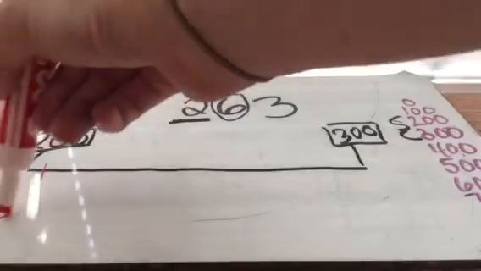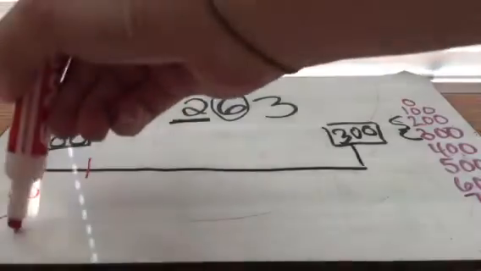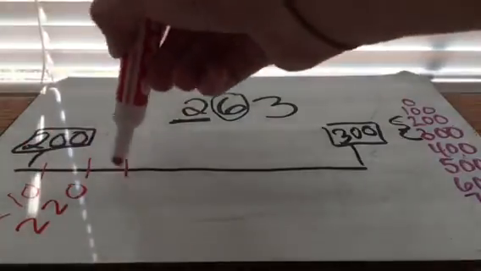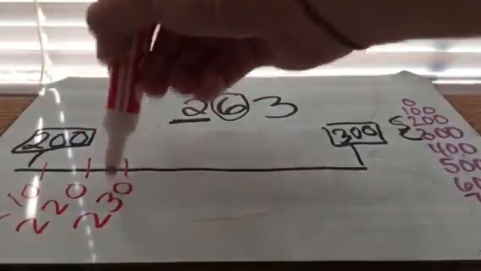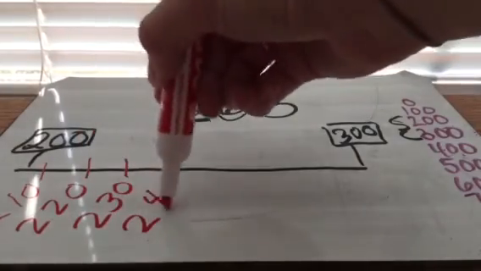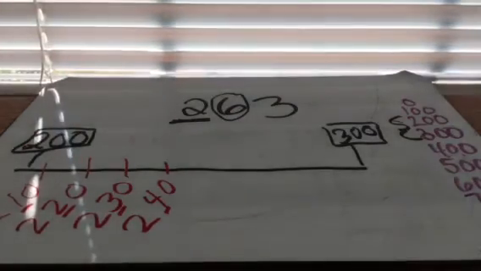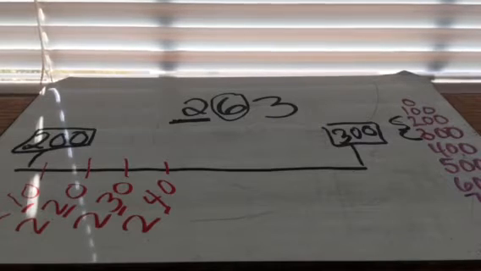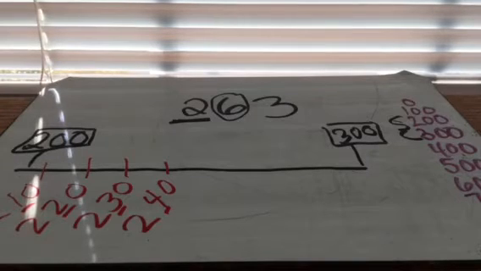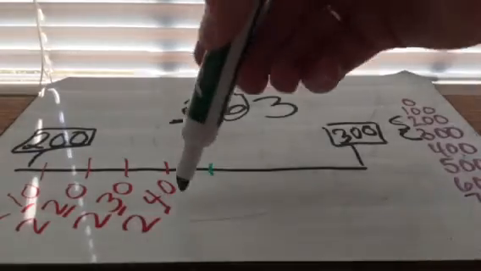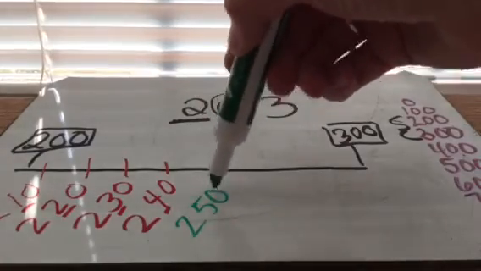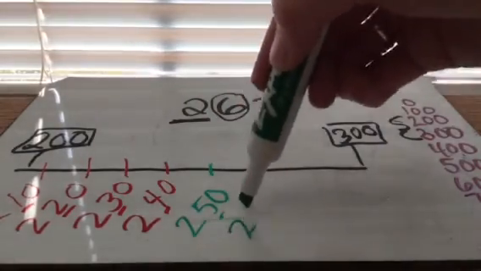210, 220, 230, 240. So notice I still have 1, 2, 3, 4 in red. So whatever it is you're counting by, that is what would be the red and the green. I'm counting by tens, so my tens is where I'm looking for my red and my green. After 240 comes 250. There's my 5 that's green.